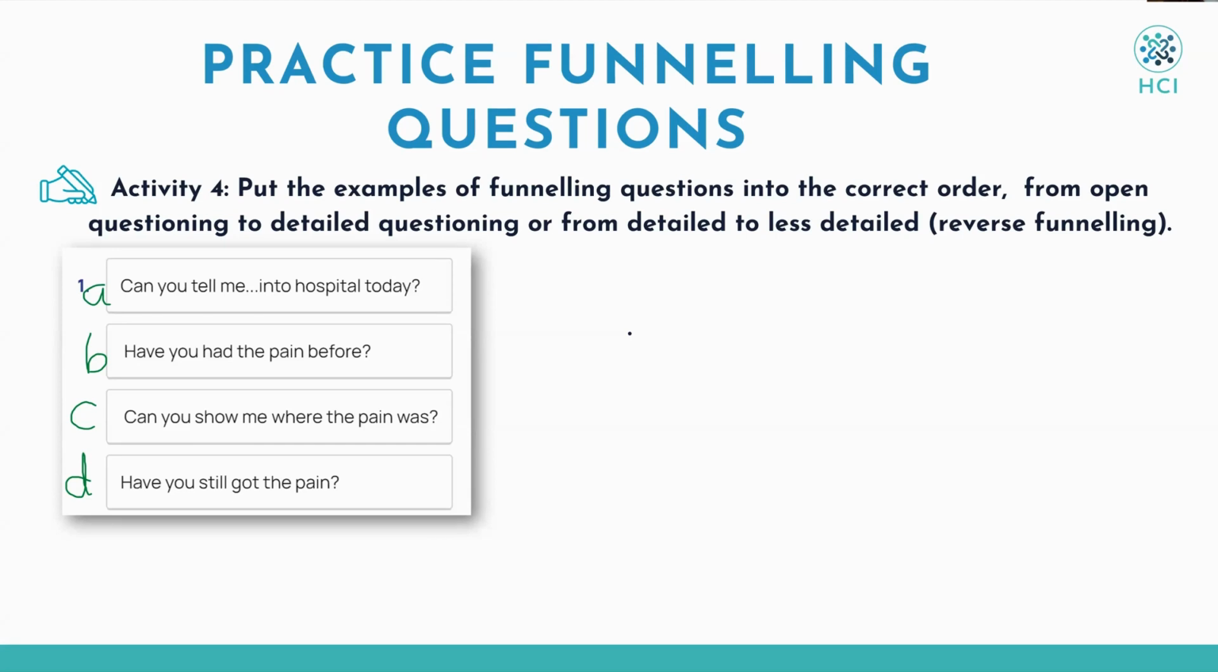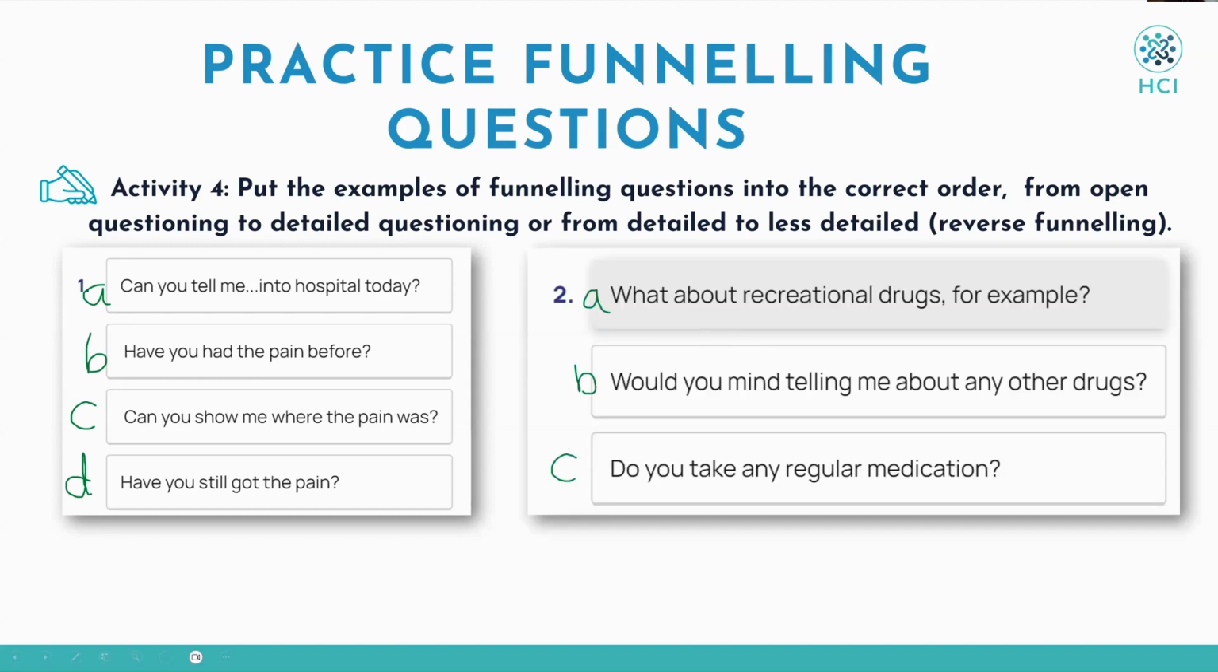Okay, good job, everybody. I think everybody's got the same answers. Fantastic. Okay, so let's look at group 2. You have the same activity. Look at group 2 and decide what is the best order for group 2. Put A, B, C in the correct order to make a funneling question group.